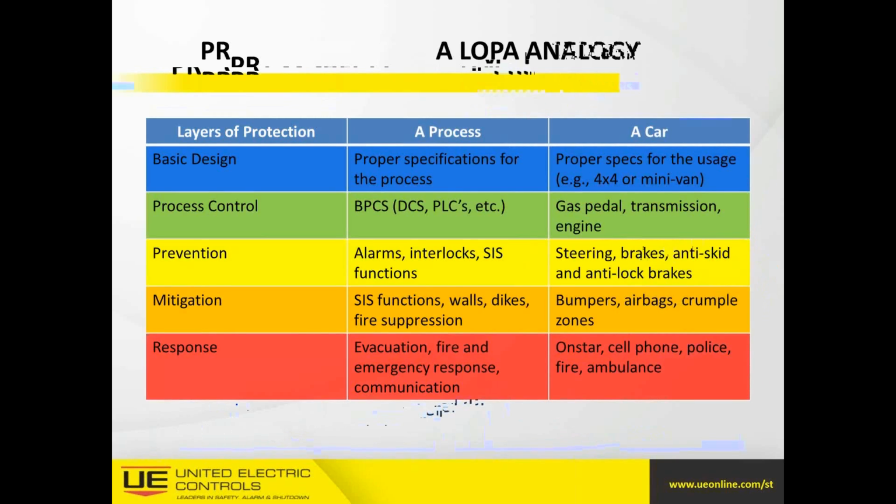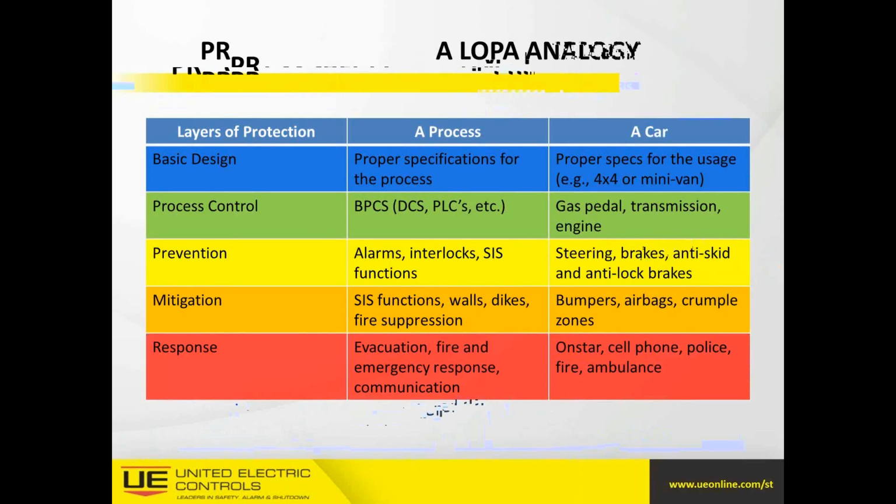And to bring that a little closer to home, I like to talk about how we apply this to the car we drive. We look over to the left here and we see basic design, process control, prevention, mitigation, response, which I showed you in the previous slide. We see how it compares to the process industry, which we talked about, but really to bring it to the simplest of simple, we could say, well, you know what? I've got to buy a new car. What kind of new car am I going to buy? If I'm going to do off-roading, it's going to be a 4x4, but in my case, I've got to haul the family around. So I'm going for the minivan.